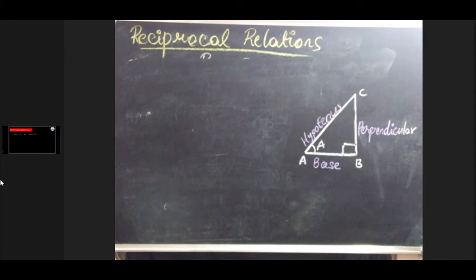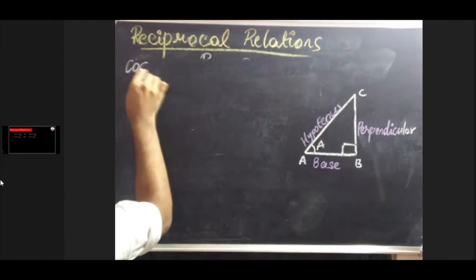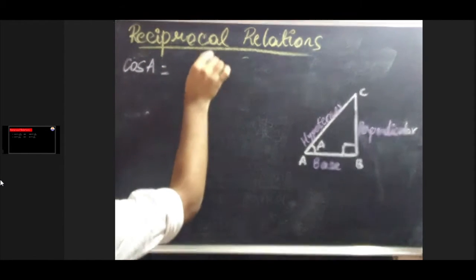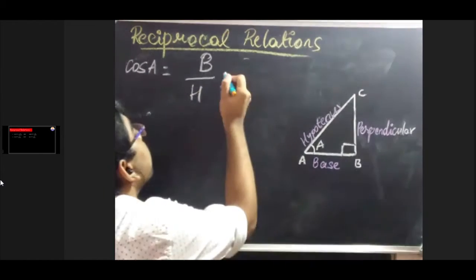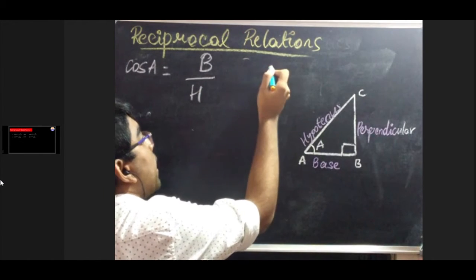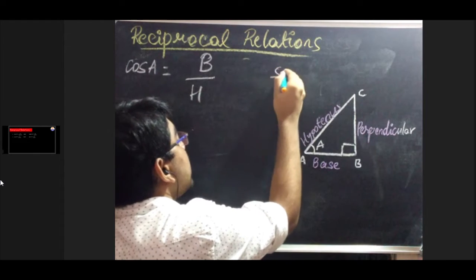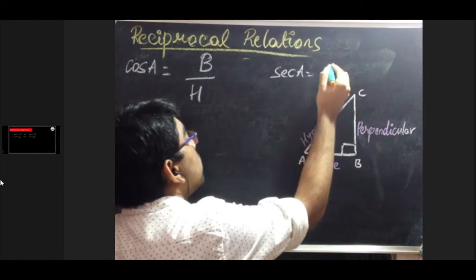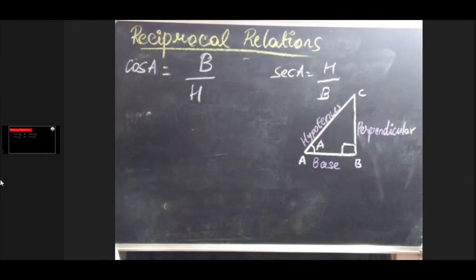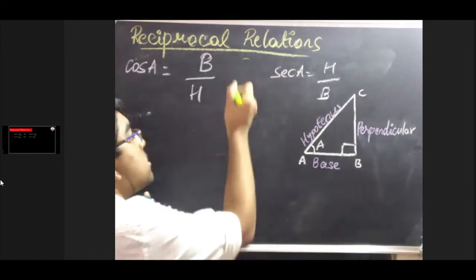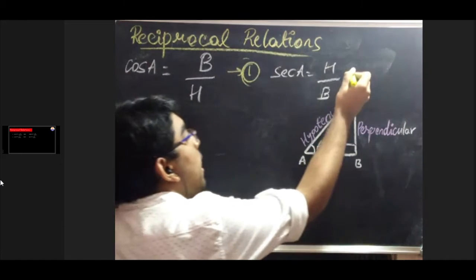The next one is cos A is equal to base by hypotenuse in this case. And we know secant A is equal to hypotenuse by base. Are these two reciprocals? Yes, they are reciprocal. Equation 1 and equation 2.